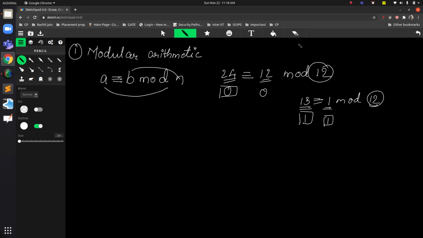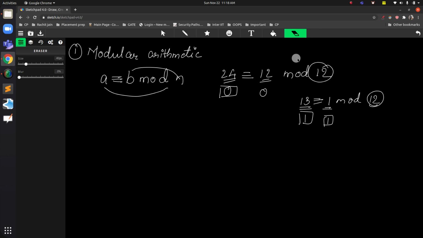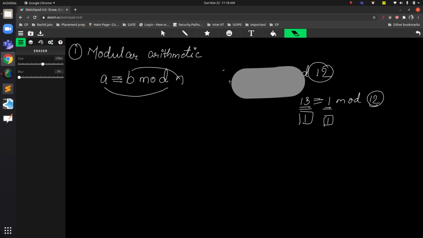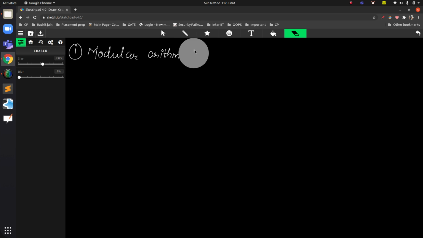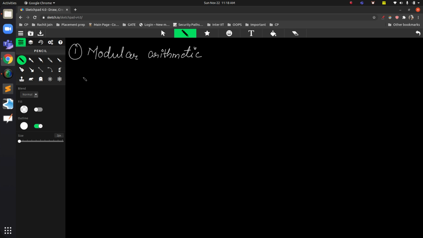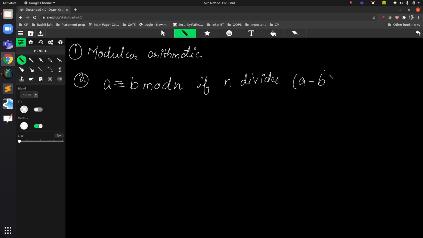So we'll look at some of the interesting properties that might help us in understanding the concepts well during our encryption algorithm, and how exactly they work. Okay. So first one is A equal to B mod n if n divides A minus B. Okay.